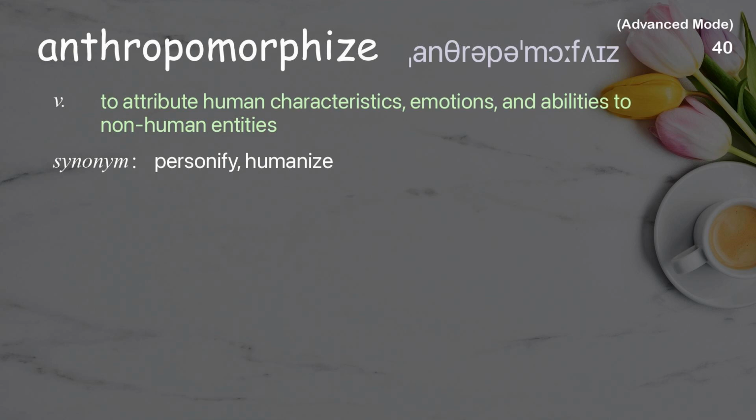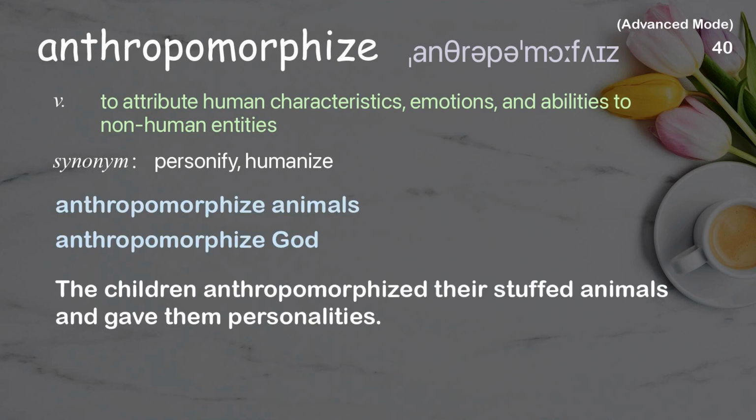Anthropomorphize. To attribute human characteristics, emotions, and abilities to non-human entities. Examples: Anthropomorphize animals. Anthropomorphize God. The children anthropomorphized their stuffed animals and gave them personalities.